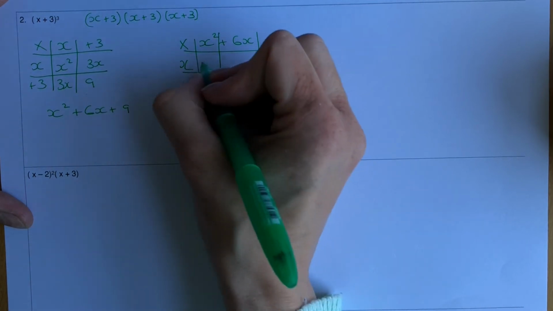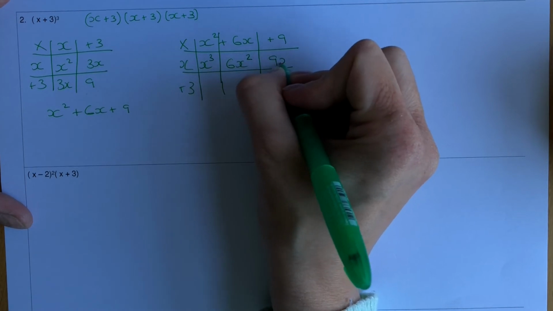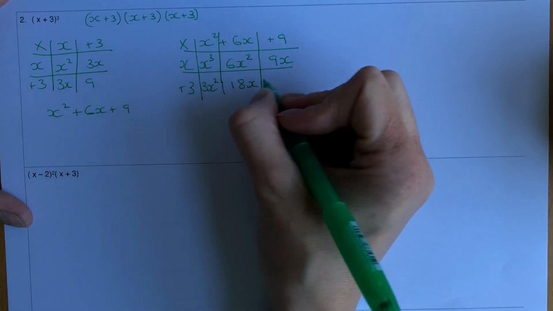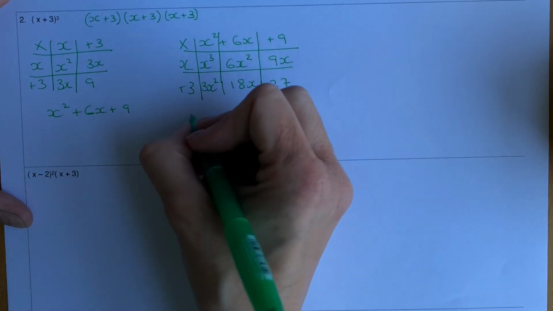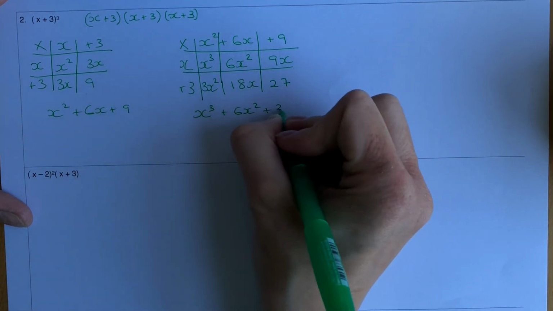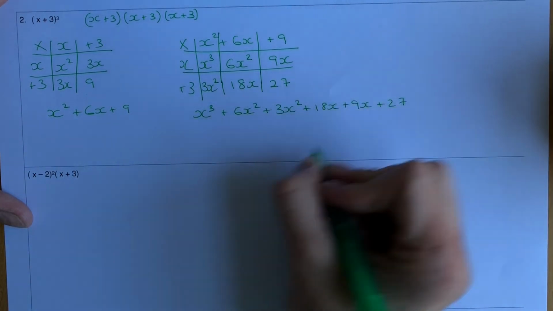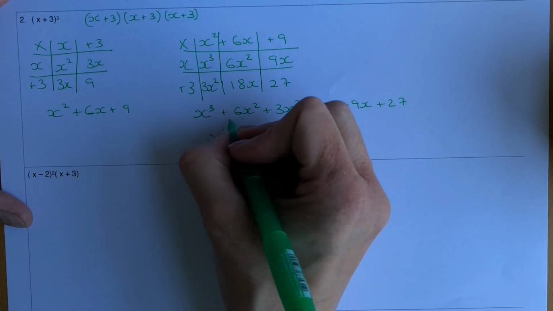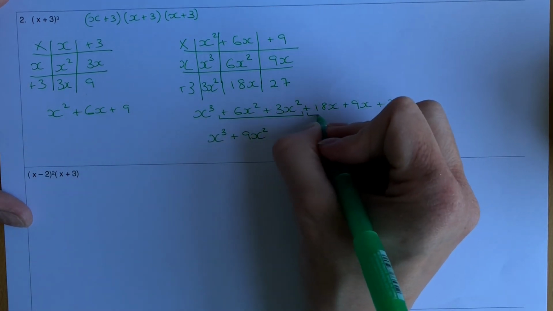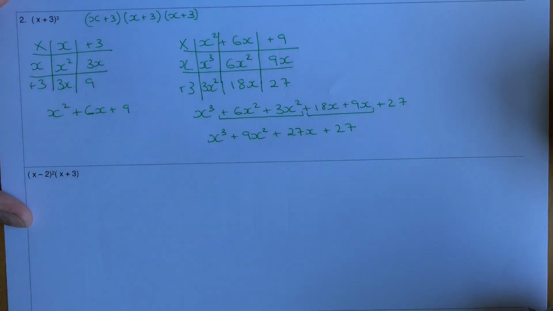Okay, so we get x cubed, 6x squared, 9x, 3x squared, 6 3s are 18x, 3 9s are 27. So when we simplify, I'm going to get x cubed add 6x squared, add 3x squared, add 18x, add 9x, add 27. Let's simplify it. X cubed is on its own. 6x squared add 3x squared is 9x squared. 18x add 9x is 27x, add 27.